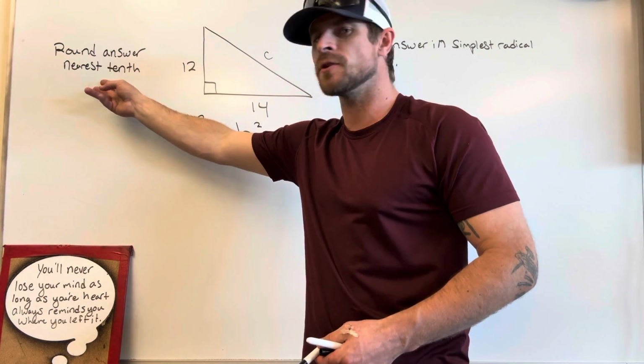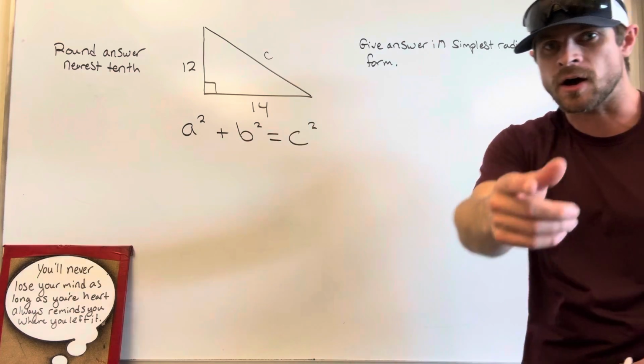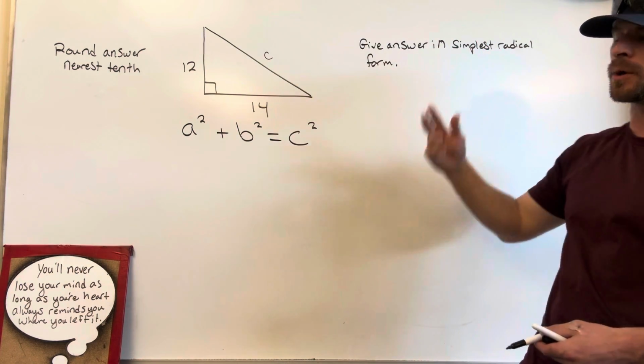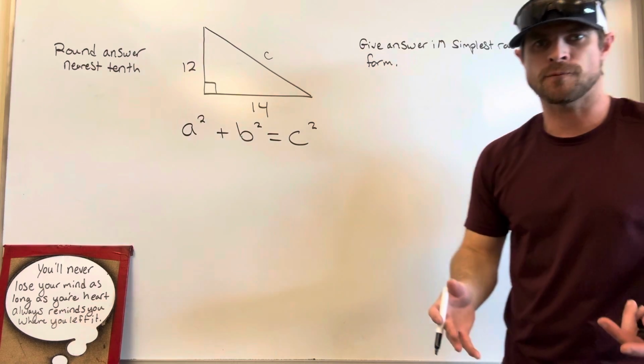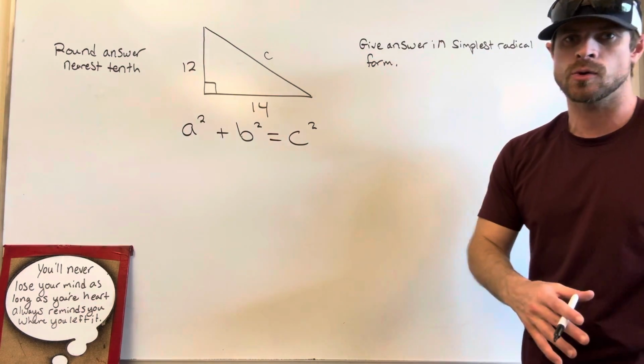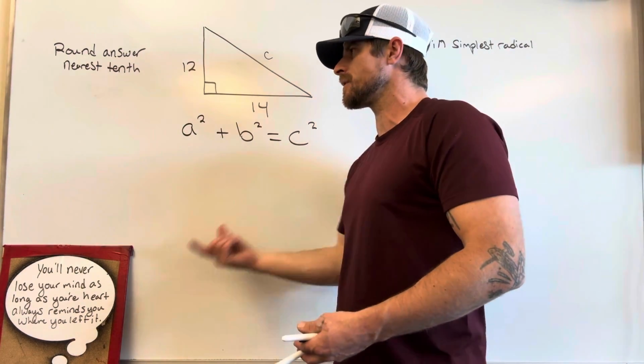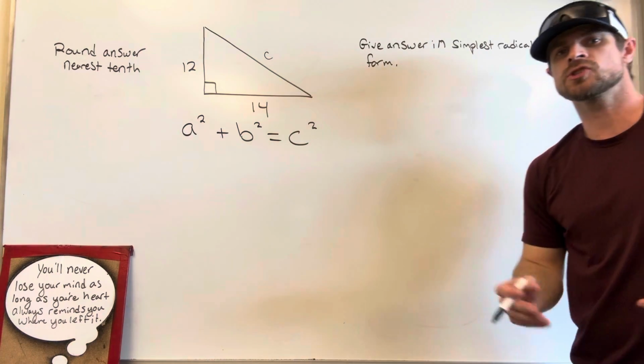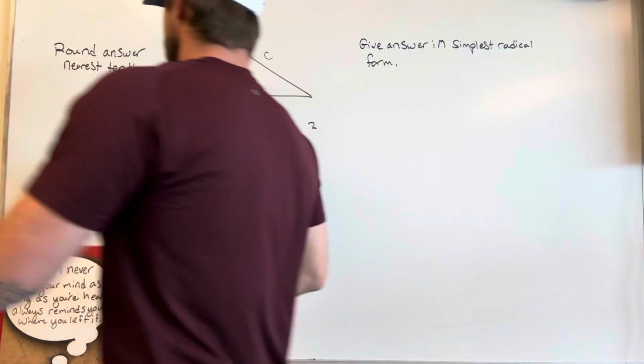I expect you to give your answer rounded to the nearest tenth, but I also want you to be able to give your answer in simplest radical form. Now, simplest radical form you may or may not know about, but if you're dealing with Pythagorean theorem, you've probably already learned how to round decimals. So let's start by talking about rounding to the nearest tenth.